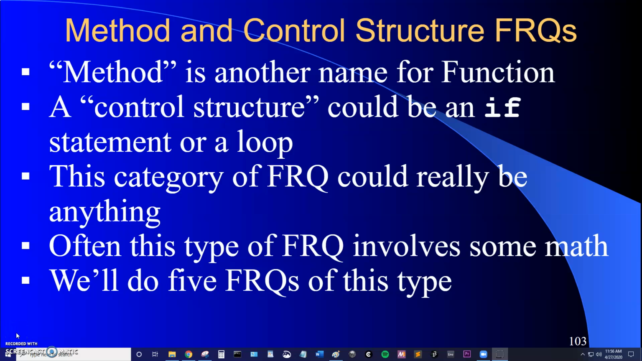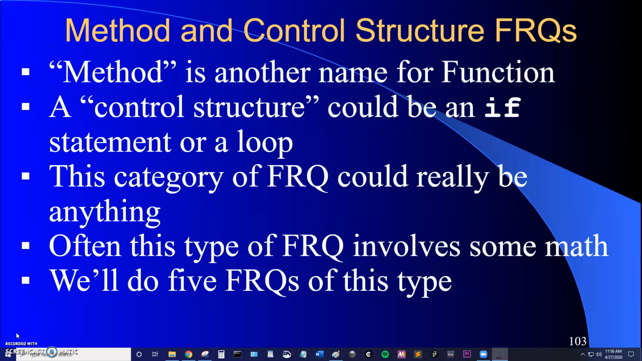Hey, Mr. Simon here. We're going to do 5 method and control structure FRQs. We know that one of the 2 FRQs on this year's exam is going to be what they call a method and control structure FRQ. Well, that to me seems pretty vague. Method's just another name for function, so we know we're going to be writing at least one function, and it's going to have at least one control structure, which could be an if statement or a loop.